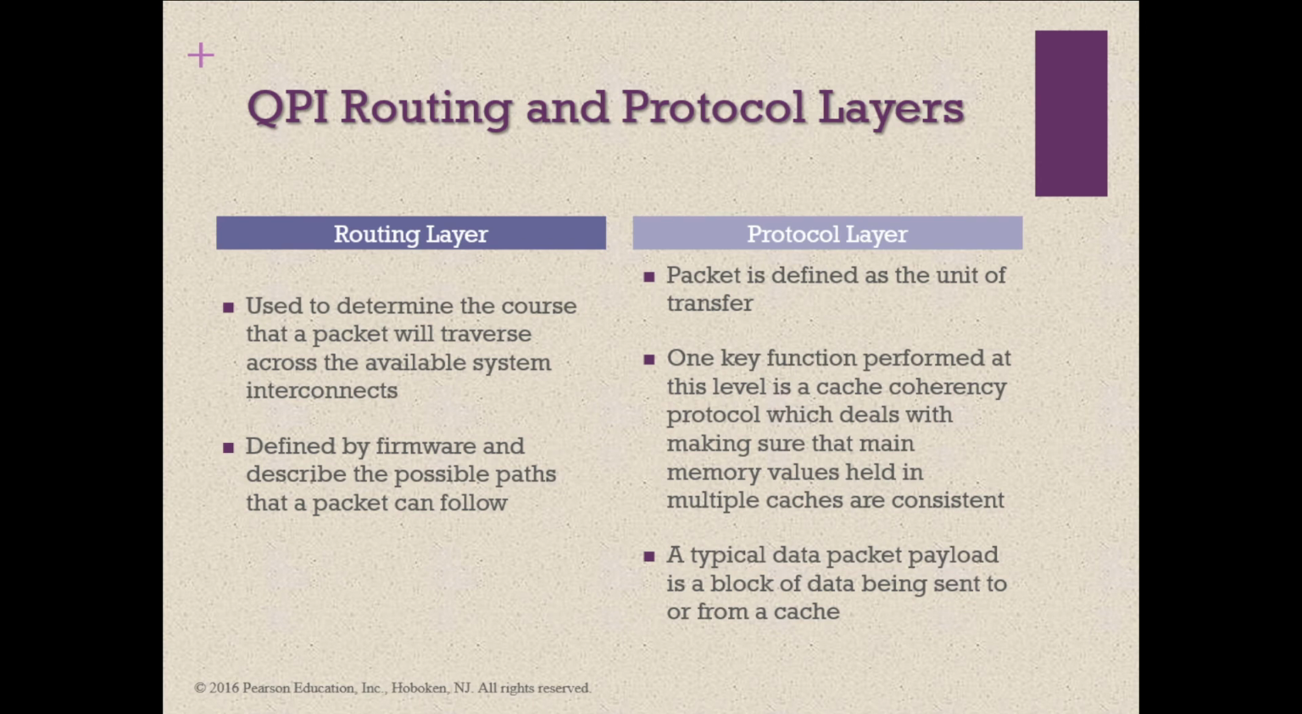So for the QPI protocol layer, in this layer, the packet is defined as the unit of transfer. The packet contents definition is standardized with some flexibility allowed to meet differing market segment requirements. One key function performed at this level is a cache coherency protocol, which deals with making sure that main memory values held in multiple caches are consistent. A typical data packet payload is a block of data being sent to or from a cache. Okay, so much for QPI.